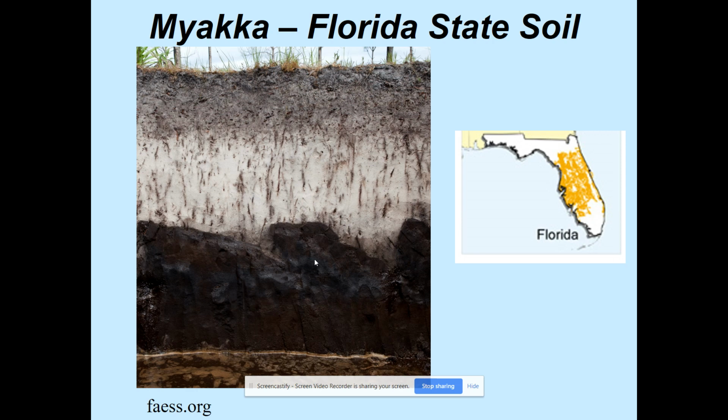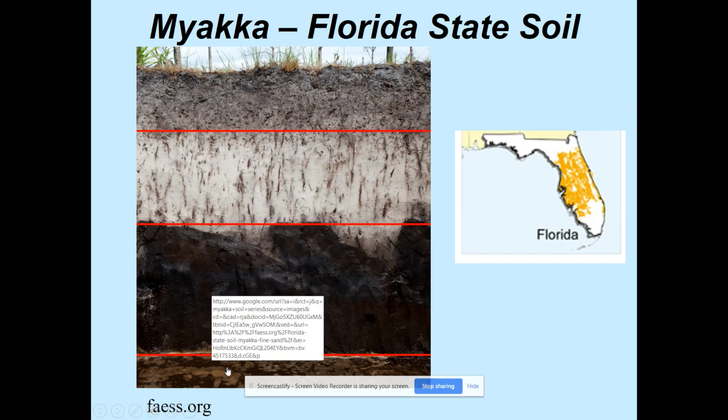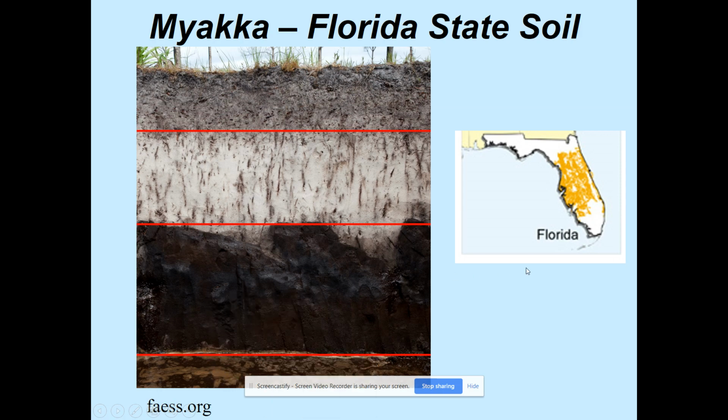And so if we look at Florida state soil, right? So we're looking at a soil profile for Florida state soil. It's called Myakka. How many soil layers do you see here? Did you say 4? Right? So we've got the topsoil, we've got this white kind of soil layer here, and then this darker one, and then it looks like we get into some rock or a rocky layer down here. So we've got 4 soil layers there.